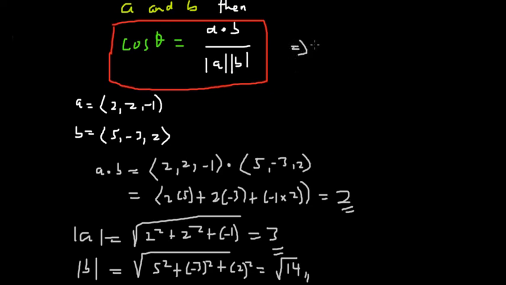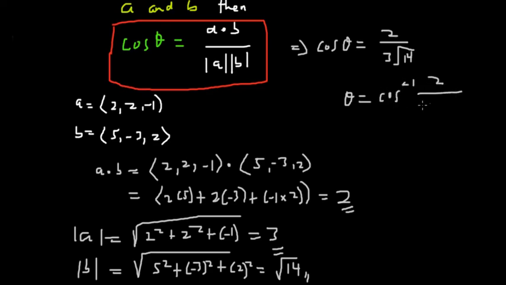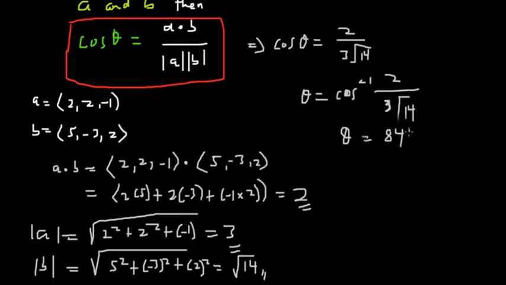Now let's solve for our angle. We have cos theta equal to the dot product AB, which gave us 2, divided by the length of A, which was 3, and the length of B, which was the root of 14. To find theta, we simply write cos inverse of 2 over 3 root 14, and we have our theta, an angle of 84 degrees. That will be our final answer.